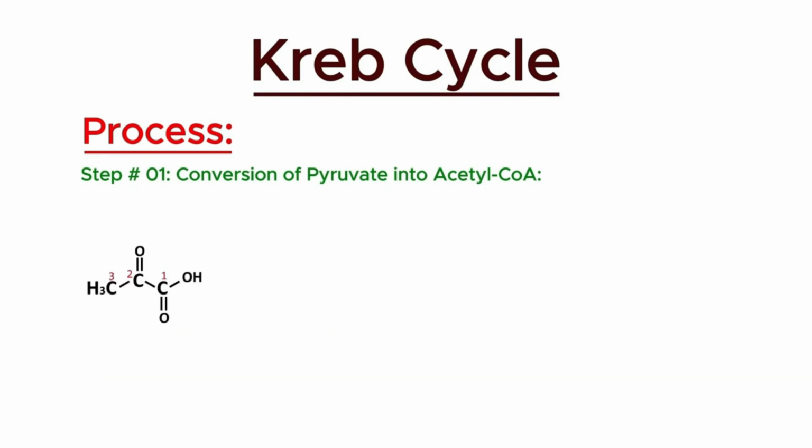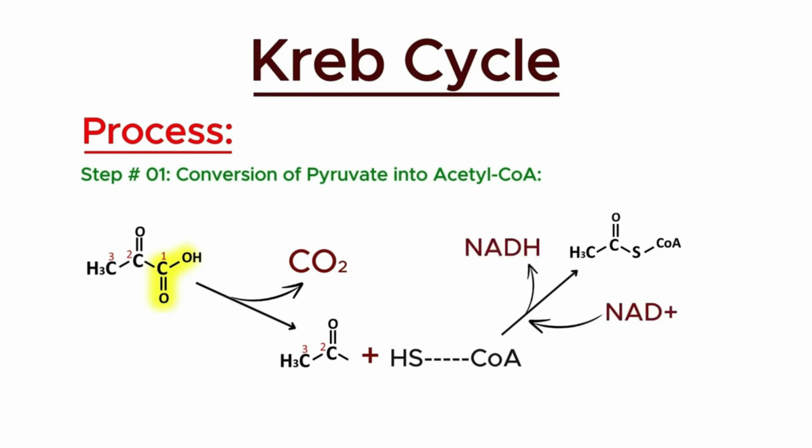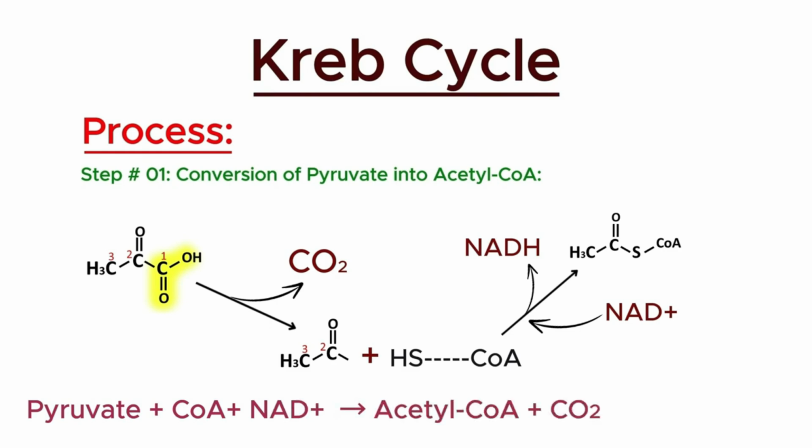During this process, pyruvate loses one carbon as carbon dioxide. The remaining 2-carbon acetyl group is then transferred to coenzyme A to form acetyl-CoA. This reaction is catalyzed by the pyruvate dehydrogenase complex and also produces NADH from NAD+. The overall reaction can be summarized as follows: pyruvate plus CoA plus NAD+ yields acetyl-CoA, carbon dioxide, NADH, and a hydrogen ion. Now that acetyl-CoA is ready, it enters the Krebs cycle.